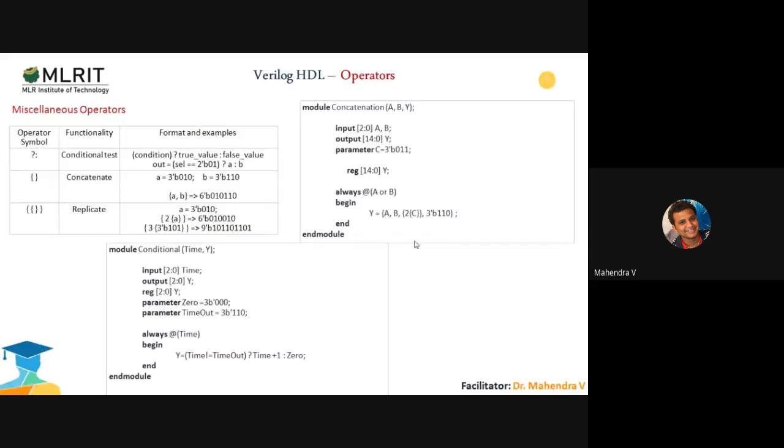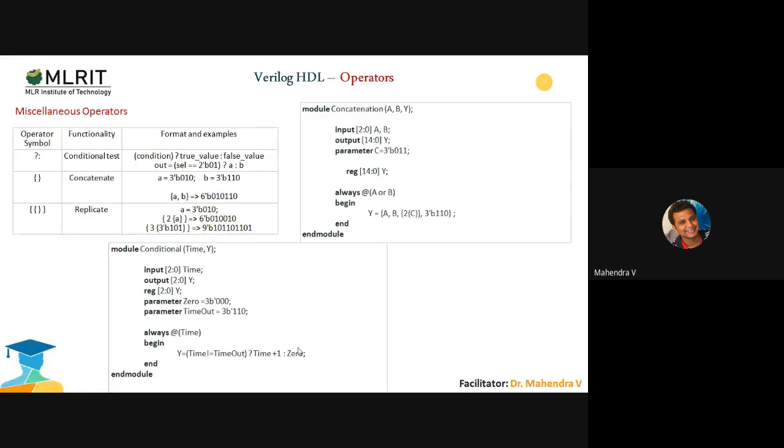Okay. Now this is one example for that, and here you can see another example for the conditional test. One example we have seen is the multiplexer behavior. Now here you can see timeout. I want to compare the real time with timeout. If that is not true, then the timer will increment. If that is true, then restart the timer. That is the behavior here.